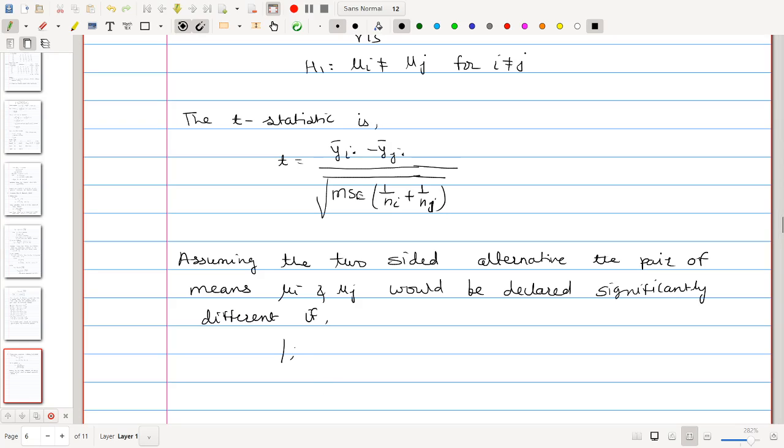Because our alternative hypothesis is not equal to, here we are taking mod t greater than the table value t alpha by 2, comma, n minus a. In general it is the error degrees of freedom, but in CRD it is n minus a. So if your mod t is greater than this table value, then we can say the corresponding pair of means are significantly different.